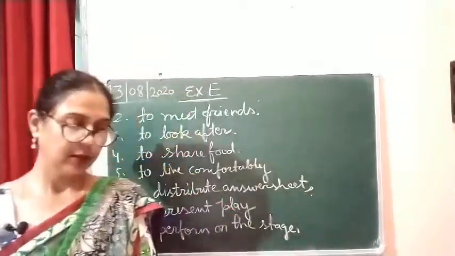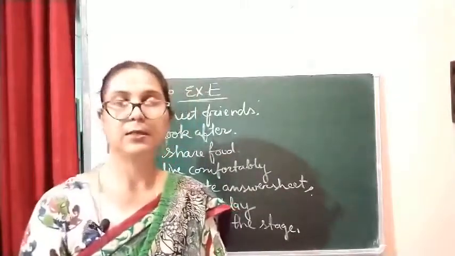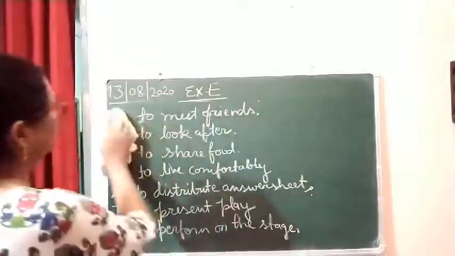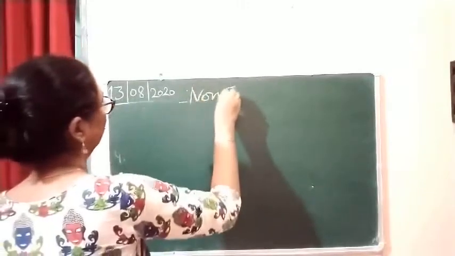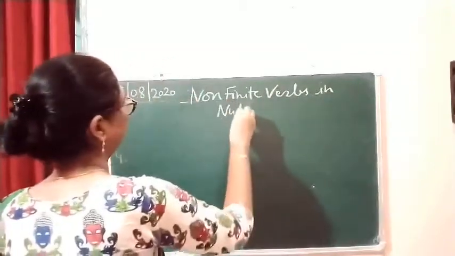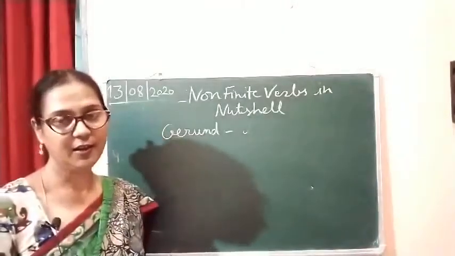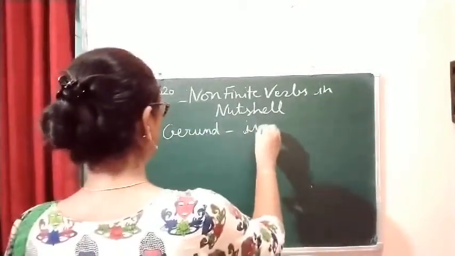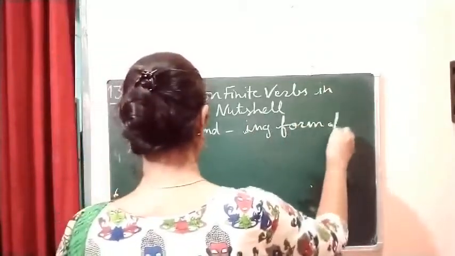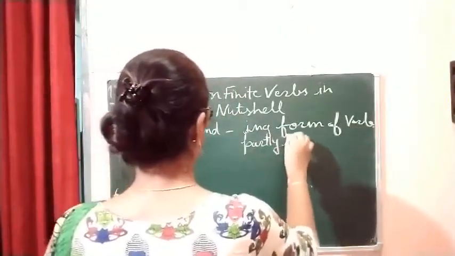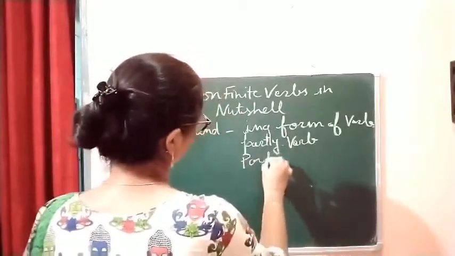And to revise the concept we have learned today, we will do it in a nutshell. First of all, we should write non-finite verb. In a nutshell, we can write gerund. Gerund, as you all know, is the ing form of a verb. It is partly verb and partly noun.